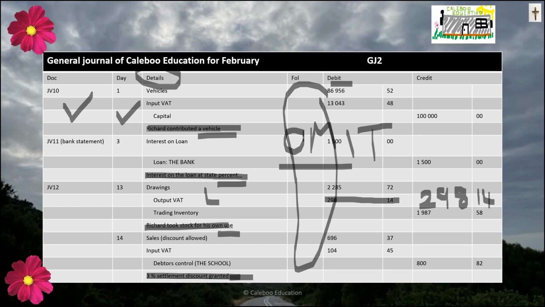There's a column for debit and a column for credit. Sometimes there can be more columns here if they put in a six-columnar journal for debtors control and creditors control. I did mention that earlier. Let's move on.